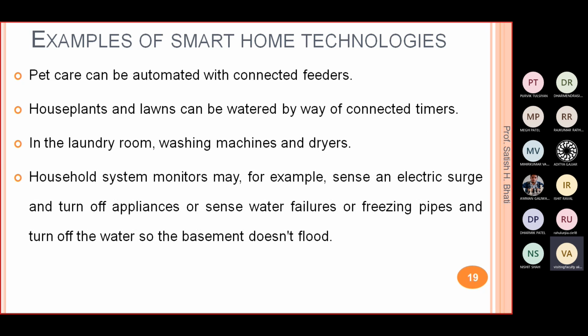Then you can also do the gardening, so house plants and lawns can be watered by connected devices. Like if you have a timer, then you can set the timer, otherwise from a distant location you can start that watering, right? In the laundry room, you can make the washing machine and dryer smarter, right?